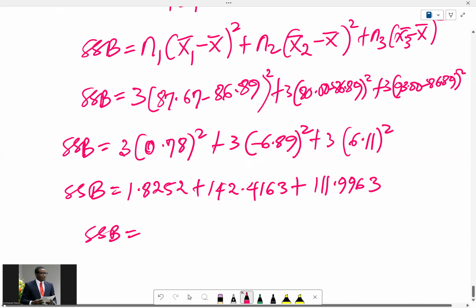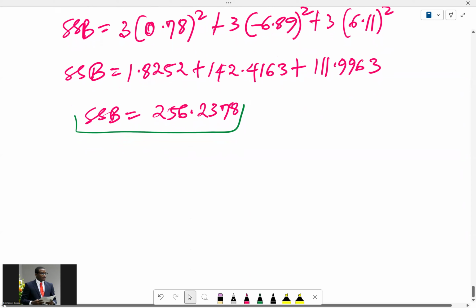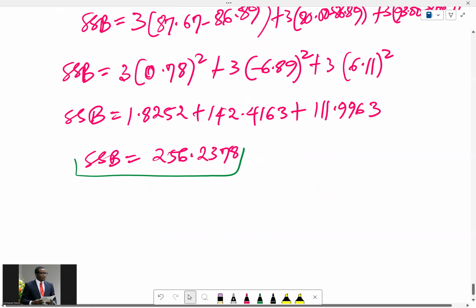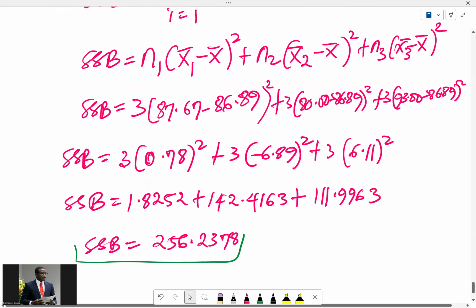So SSB now is just the sum of all of these things. We have 1.8252 plus 142.4163 plus 111.9963, and that is 256.2378. Okay, so this is SSB, the sum of squares between groups. Now let's talk about within groups. For within groups, that's step 4.